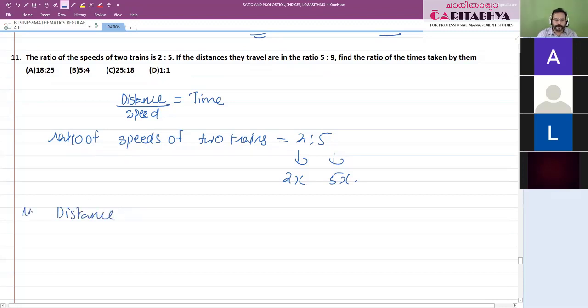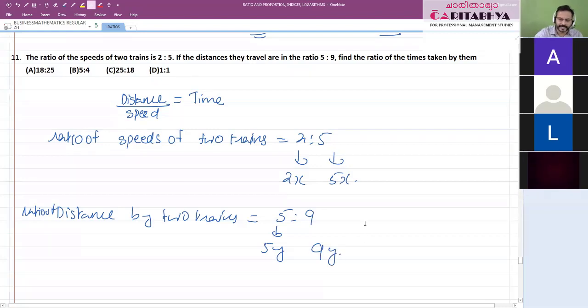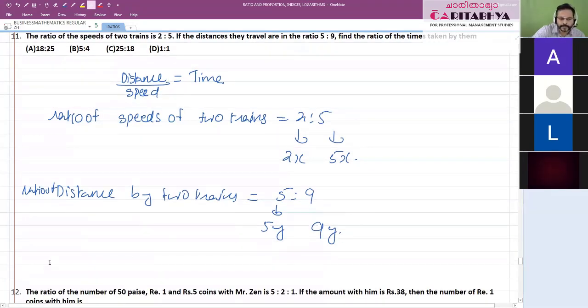Now the ratio of distance traveled by the two trains is 5 is to 9. We take a variable y. So, 5y is the distance traveled by the first train, and 9y is the distance traveled by the second train.